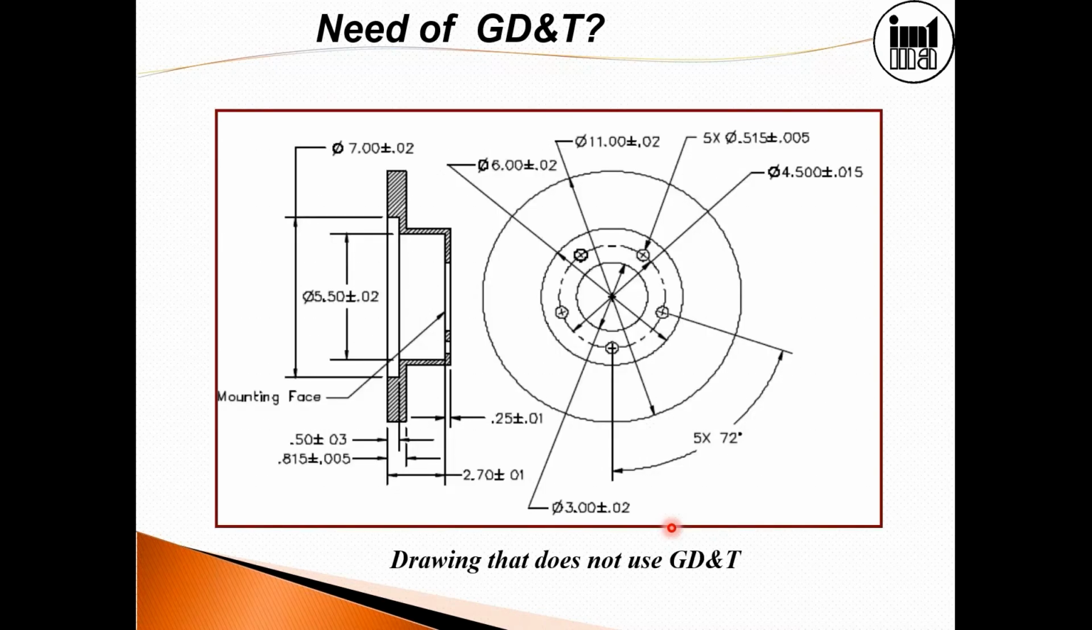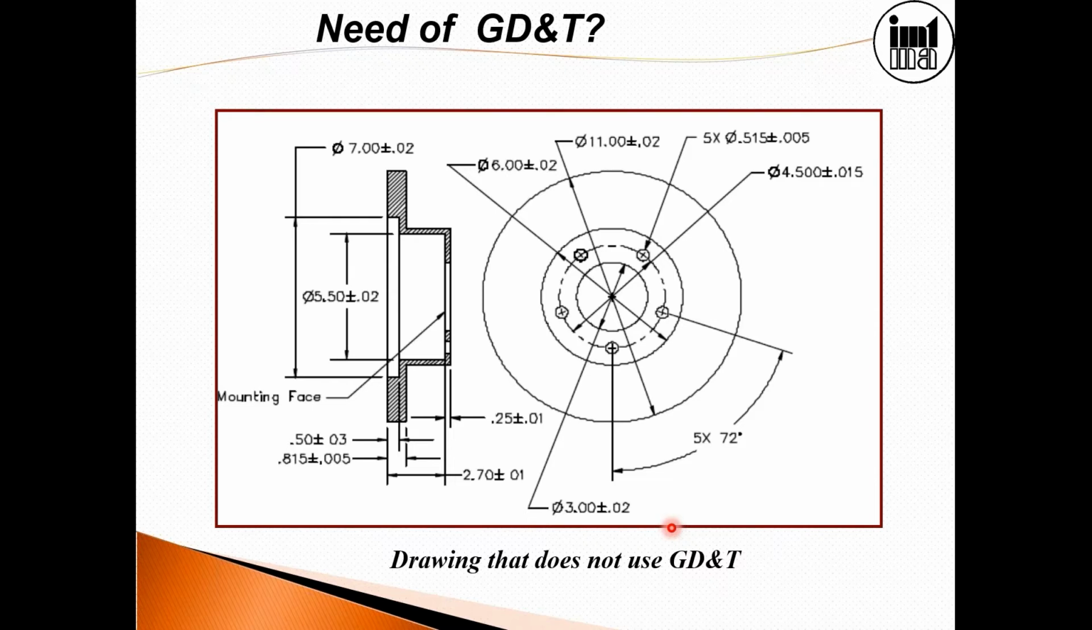What is the need for GD&T? Let us understand why we require GD&T. Let us use some drawings here to understand the need for GD&T. Let us take this drawing. It is a cover, actually one part. All the dimensions are given here, right? It is a part to be manufactured. Let us say this drawing is given to a vendor for manufacturing.